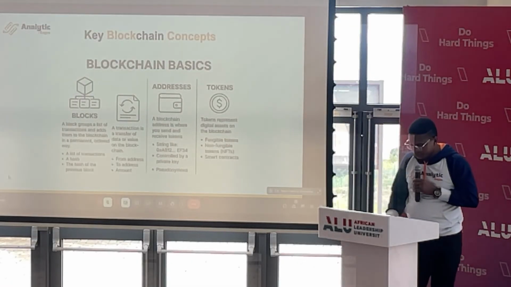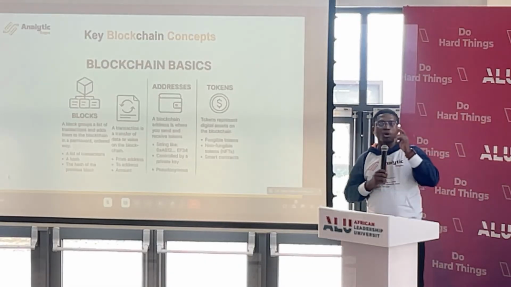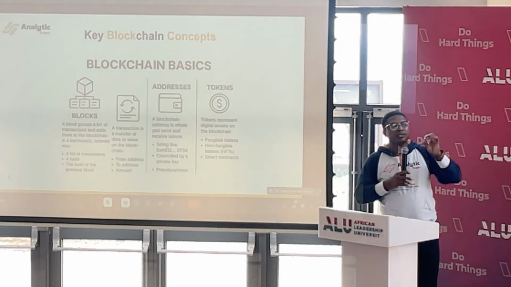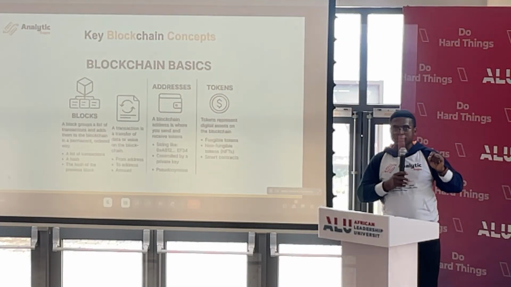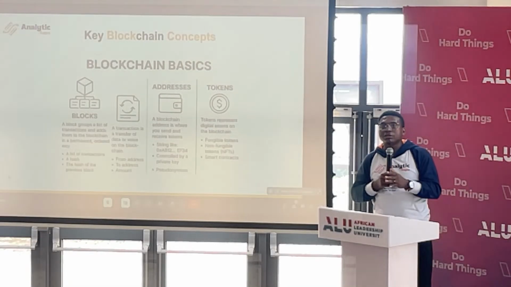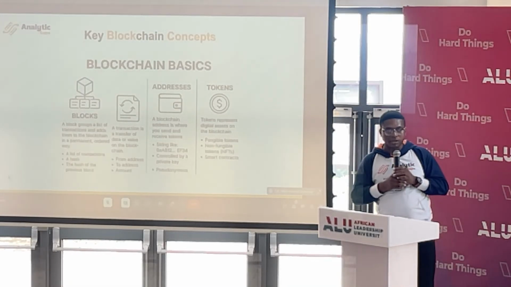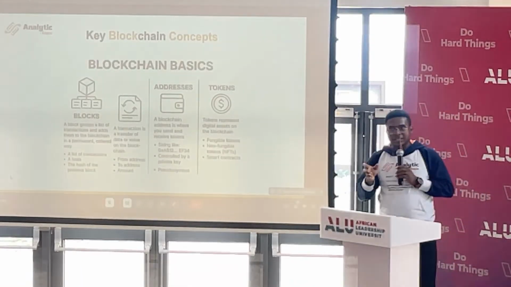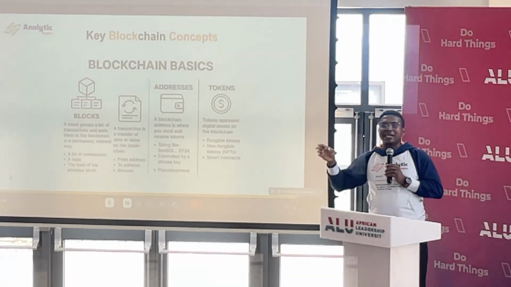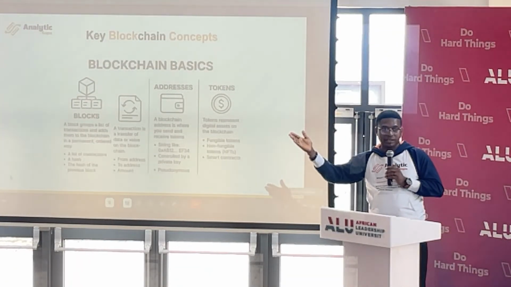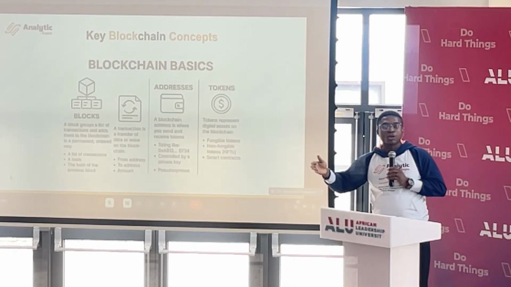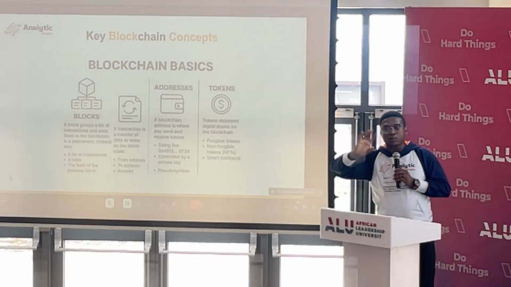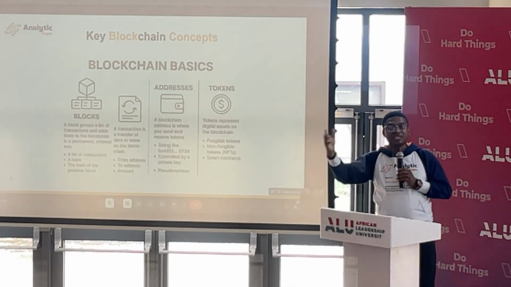That's it. Now we have what we call tokens. Tokens represent digital assets on the blockchain. They are either fungible tokens, non-fungible tokens, or smart contracts. Tokens are not the same as coins or cryptocurrency. Are you with me? Tokens are not the same as what? Coins. A token and a coin are different.